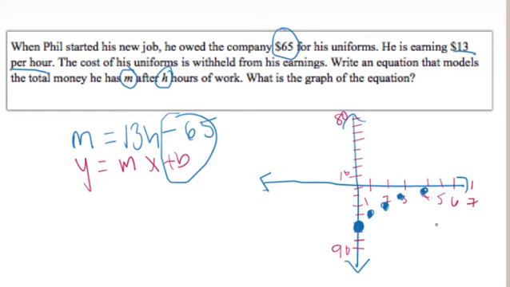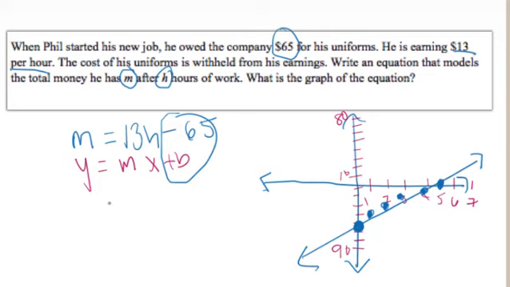5 hours, he's going to make exactly $65. That's going to be right here. Now, notice mine's curving. That's because I didn't make a very nice graph, but this should be a nice straight line. So once he hits 5 hours, he's actually paid for his final investment.